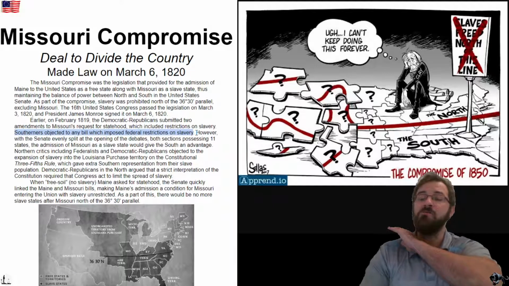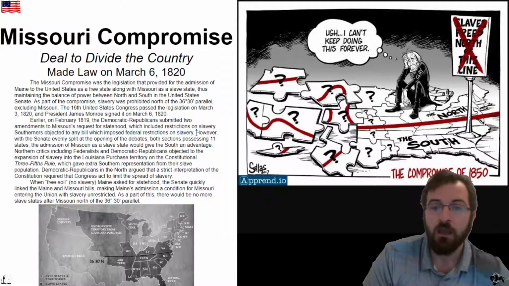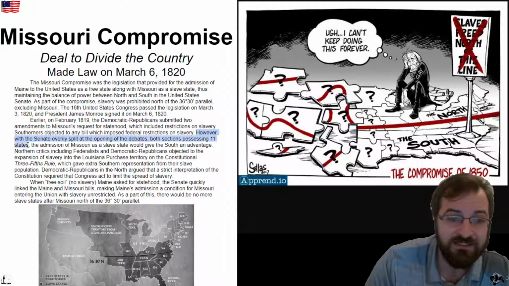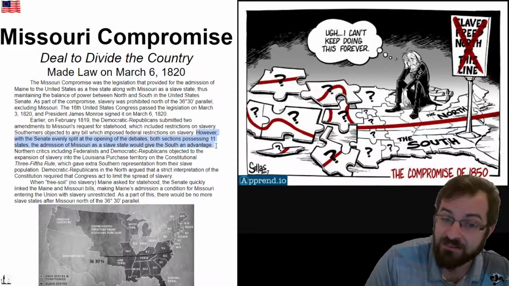You talk about messing with slavery at all, and the South said no. However, with the Senate evenly split at the opening of the debates, both sections possessing 11 states, the admission of Missouri as a slave state would give the South an advantage.